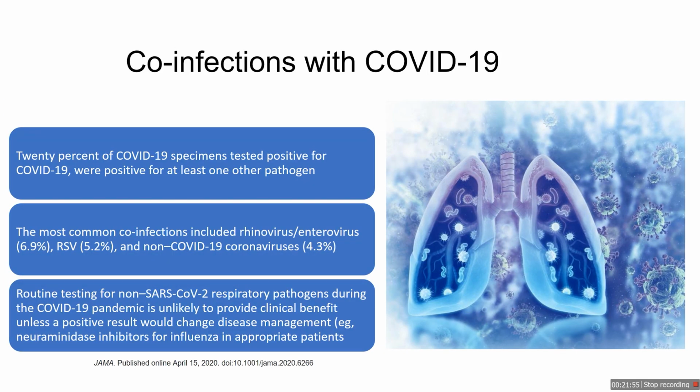This is my second last slide, and what I'm trying to show here has to do with co-infections with COVID-19. It has been seen that around 20% of people infected with COVID-19 have a second virus present as well. The most common were what you see here: rhinovirus, enterovirus, RSV, and then other viruses like other coronaviruses, but not the SARS-CoV-2 virus.